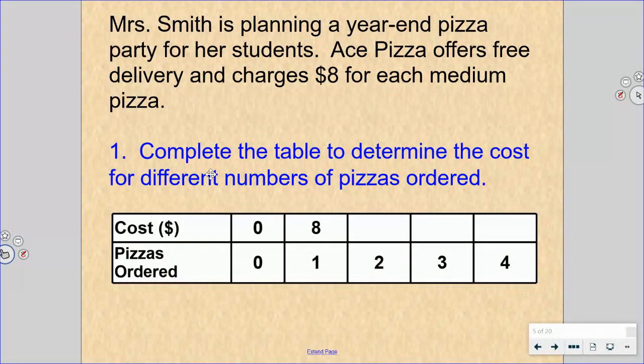All right, so now we're going to get into notes. If you'd like to open up that notes page, press pause, come back to it. And let's talk about the first relationship. Mrs. Smith is planning a year-end pizza party for her students. Ace Pizza offers free delivery and charges $8 for each medium pizza. Go ahead and complete the table, hit pause, and complete the table. Come back when you're ready.